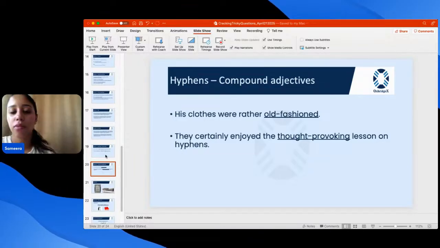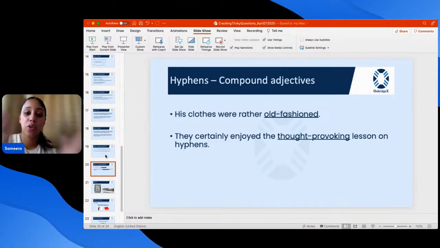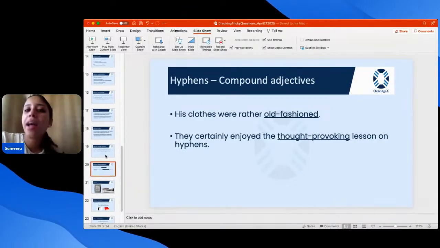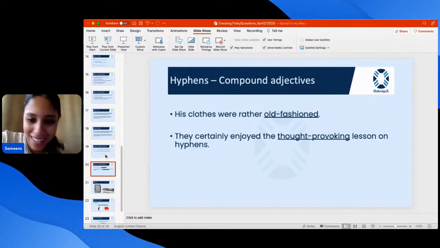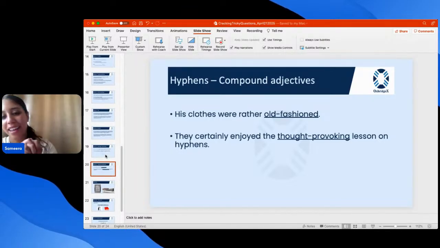If I decided his clothes were rather old fashioned, well, surely I would need an "and" to separate. Surely I'd need a word. If I'm saying it's old and fashioned, I need a word. But English has made it easier for us because you can use a hyphen to separate them, right? You can use a hyphen to join it together.